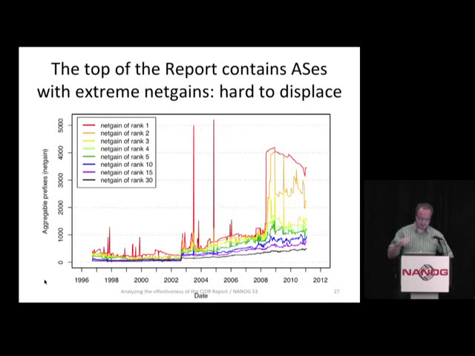So the top 5 are the red to green bars. The blue is 10, the purple is 15, the median, and finally the bottom of the report is 30. So there's almost an order of magnitude change between the top and the bottom. And as I said, this may be because there are large operators on the top, and they may deaggregate what might not be an unreasonable amount, but because they're large, they pop up to the top, and it's really hard to displace them. And so the top appears static, it appears not to change.